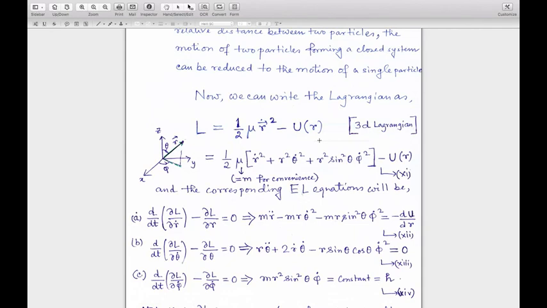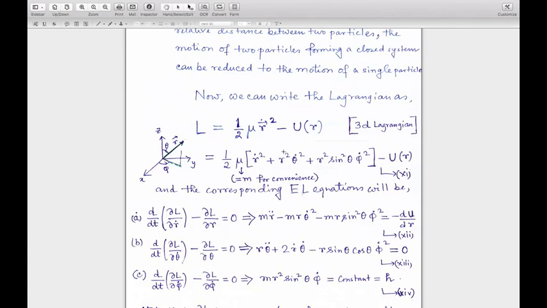But in most of the literature, and in all of the very famous literature, you always see that the simplification has been done from the first step. Here what I have tried to do is to start from the very general 3D Lagrangian of the system, and then just by using properties of the Lagrangian and the Euler-Lagrange equations, I have shown that finally the effective motion takes place in one plane.